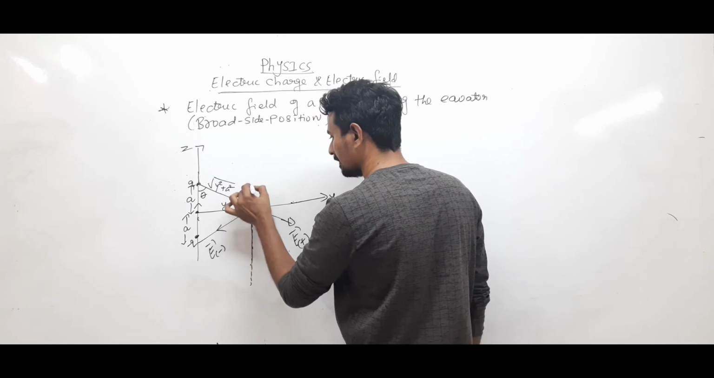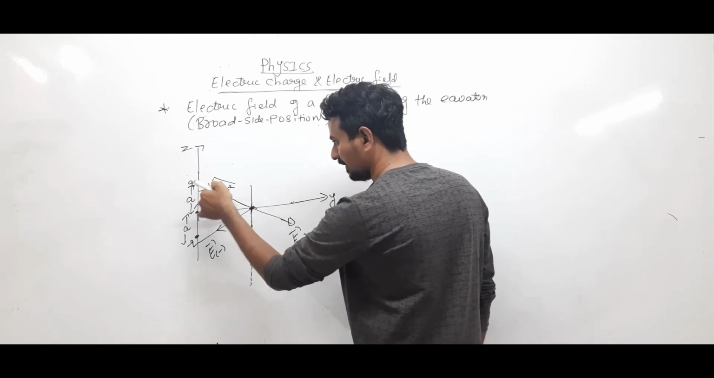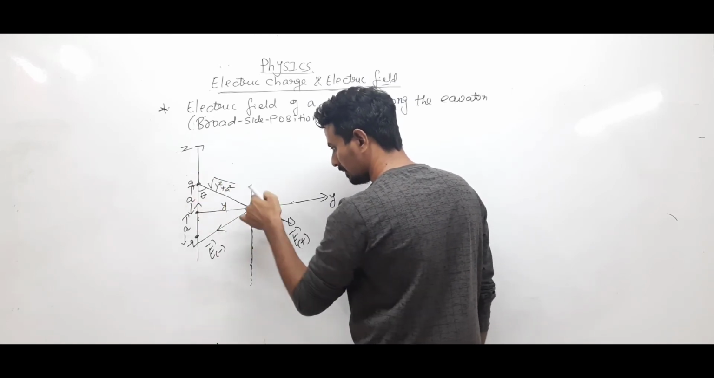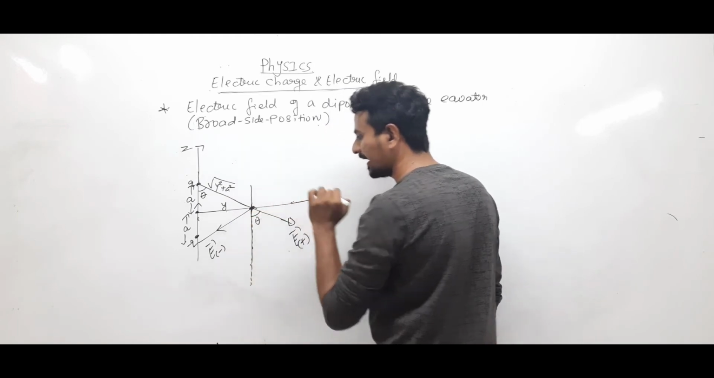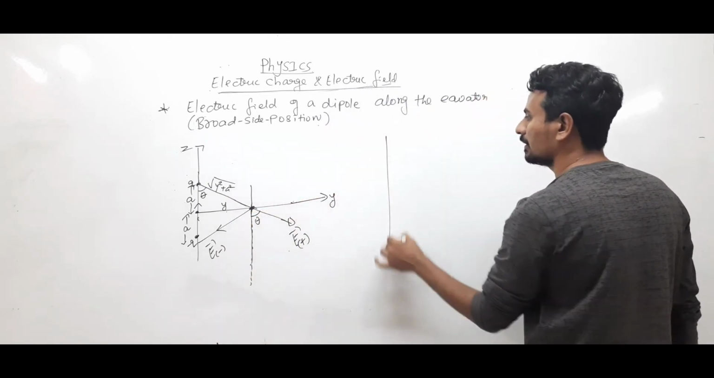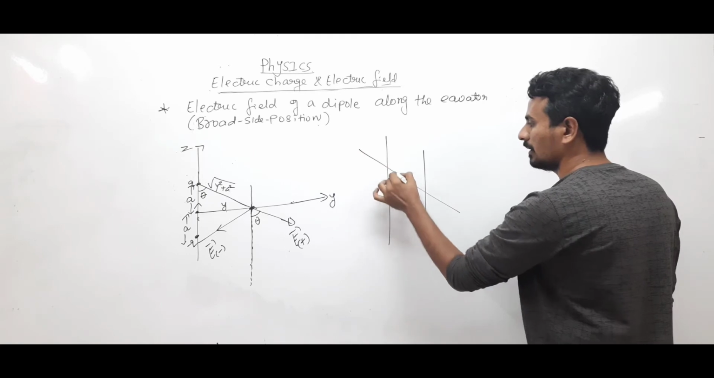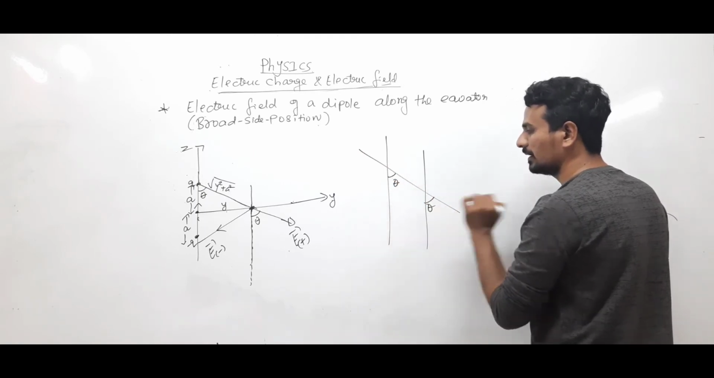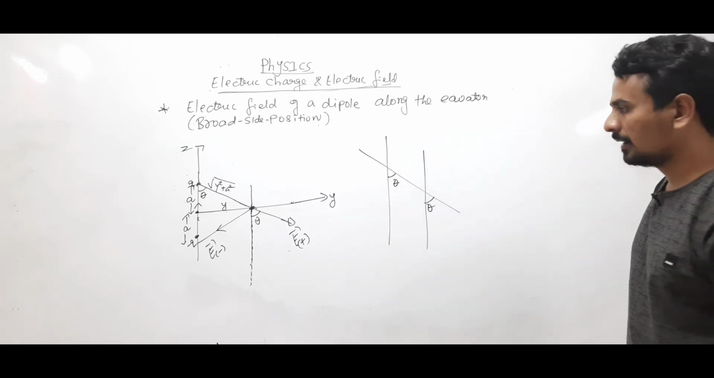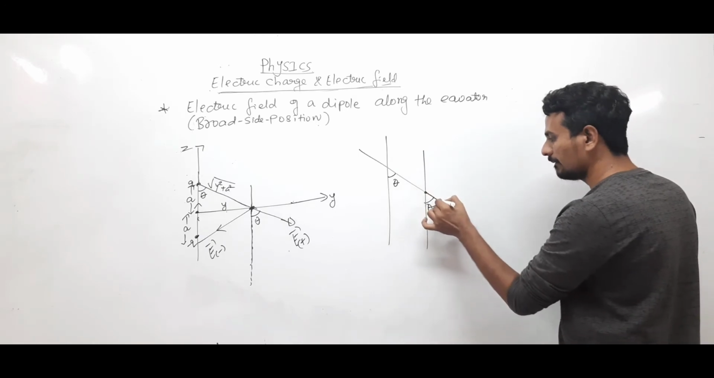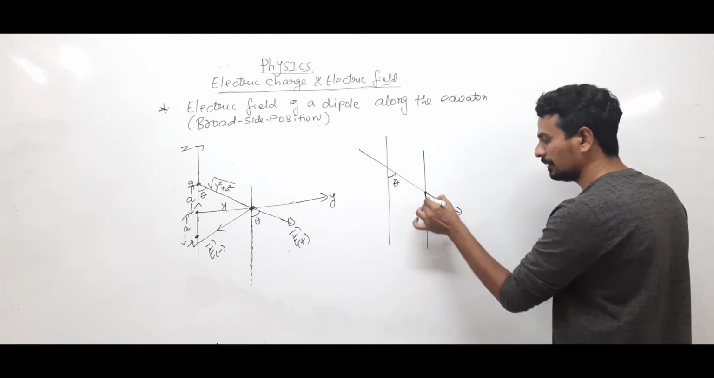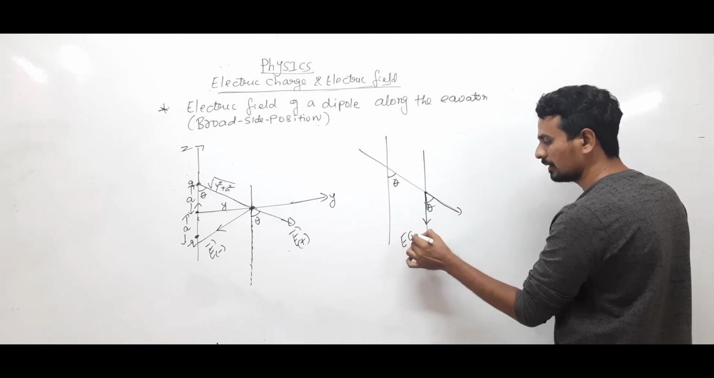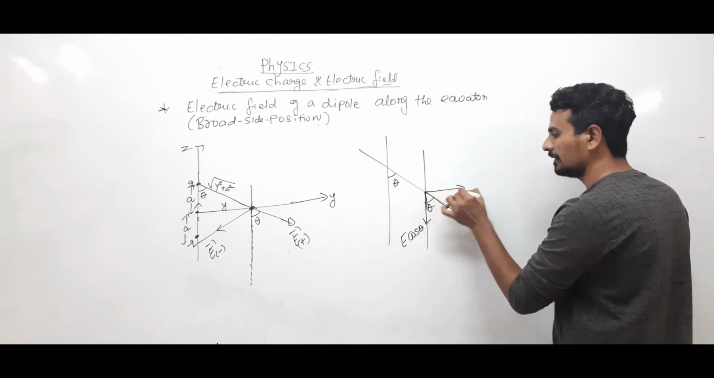So then, if this is theta, this will be theta, corresponding angle. Clear? This is your electric field. This is angle theta. This will be cos theta. This will be sin theta.